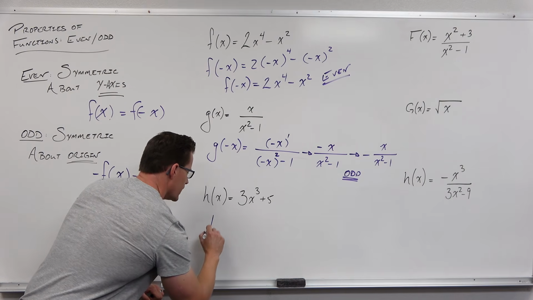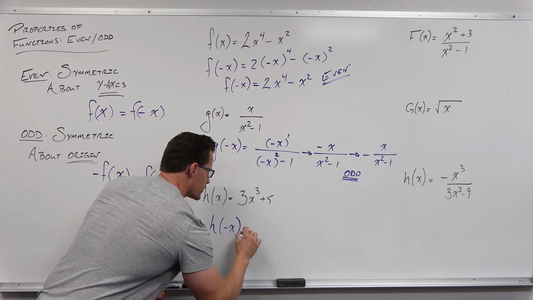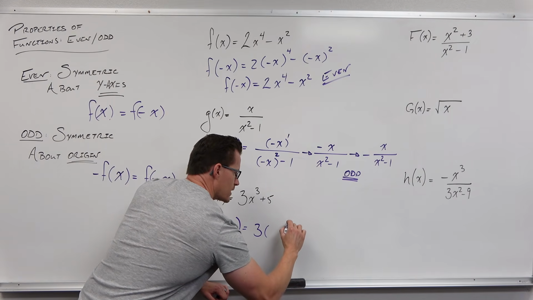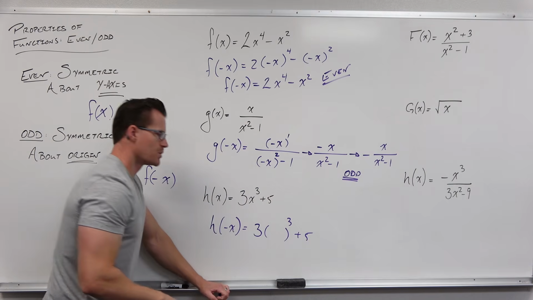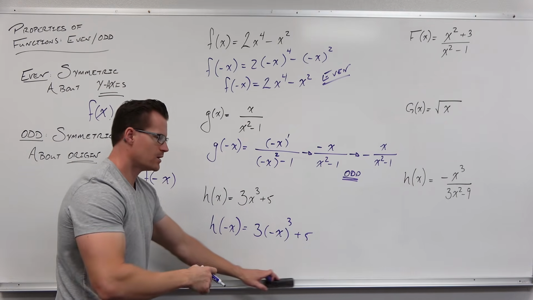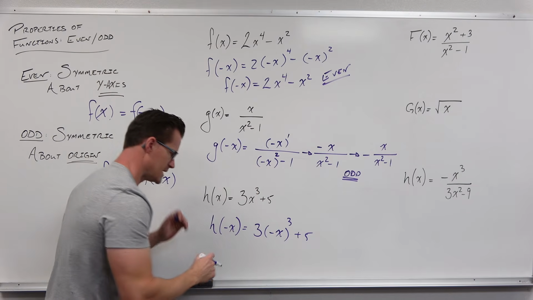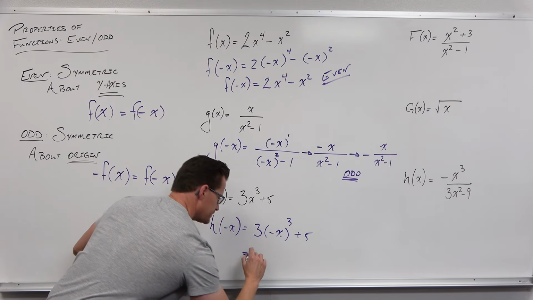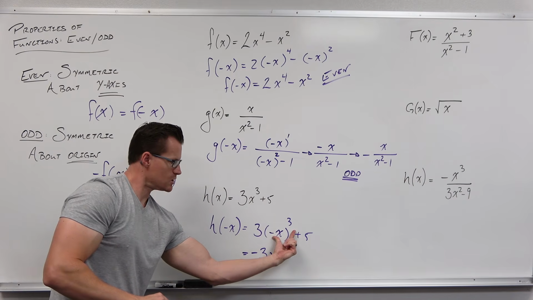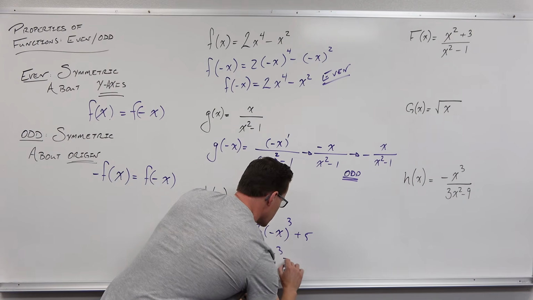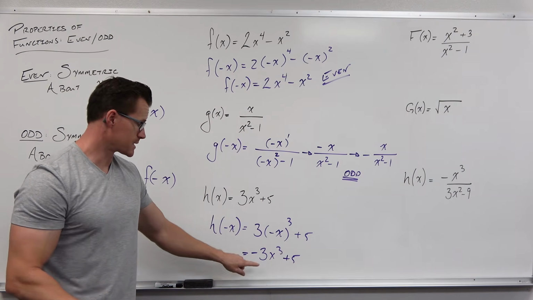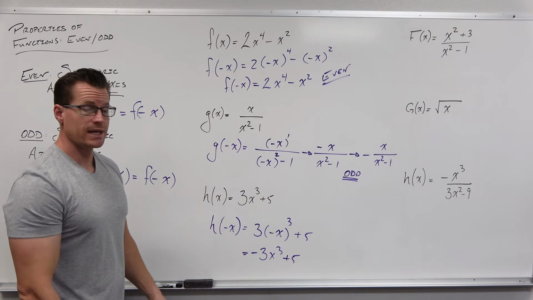So h of negative x. This is testing whether we have an even, odd, or neither function. And so what this says is you're going to replace your x value with something, but notice how the plus 5 cannot possibly change. You go, all right, let's evaluate with negative x. I know that odd powers maintain signs, so this would be negative 3x to the third. Here's negative x cubed. 3 times that's negative 3x to the third plus 5. And you go, well, that's not exactly the same as that. Notice this is not the same thing as that. So it can't be even.